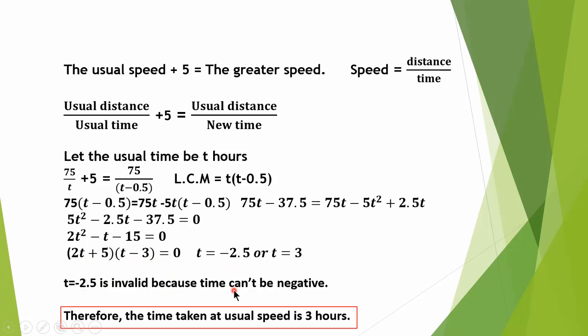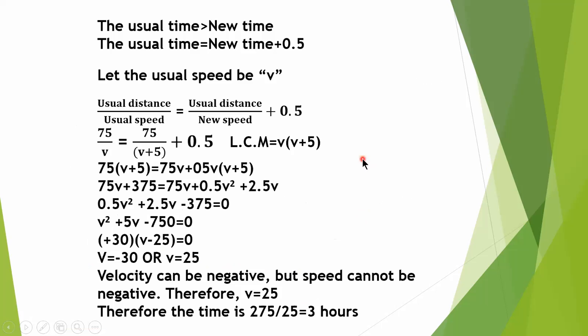Negative is invalid because time cannot be negative. Therefore, the time taken at usual speed is 3 hours. So you can use the other alternative method where you compare the time. So here, let the usual speed be v, because you have speed here. Here no time. So you can follow these steps and get the same answer. So I'm not going to discuss this here. Let's move to the next question.